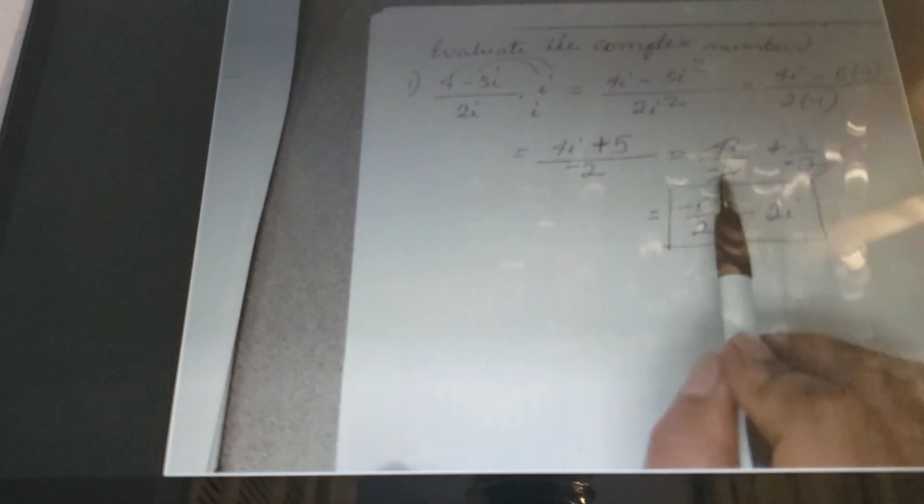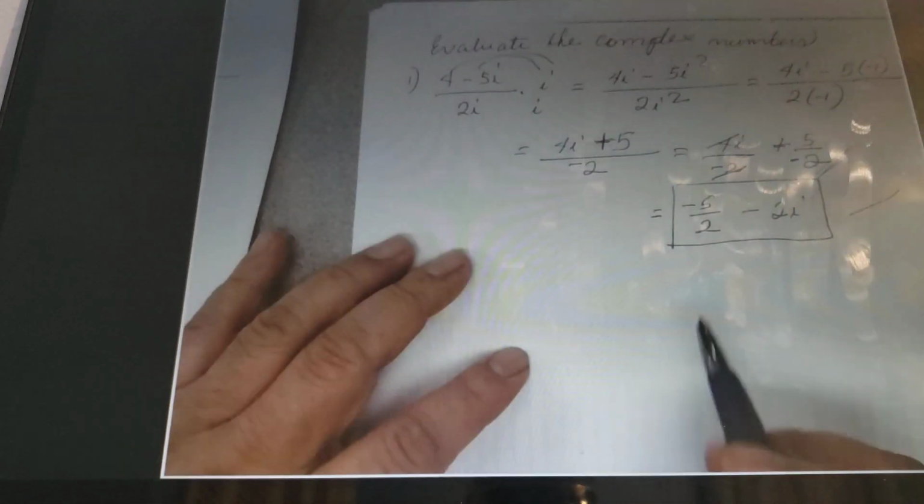And then, so it's still the same, huh? I missed only this portion. 4 over negative 2 and 5 over negative 2, that is equal to negative 5 over 2. And then this one is negative 2i. So I missed only this one. But it's still the same answer.